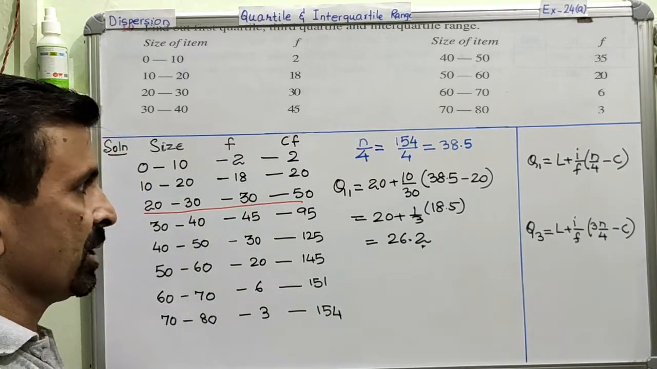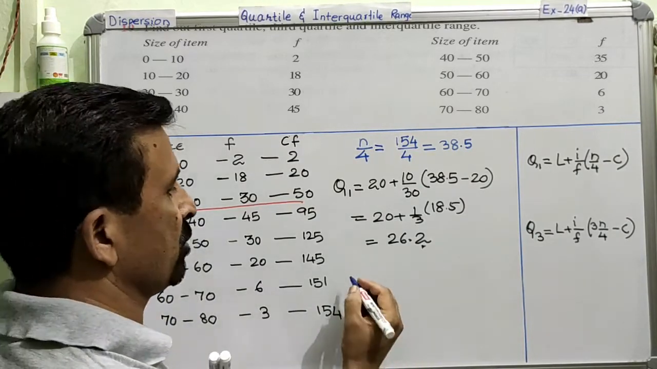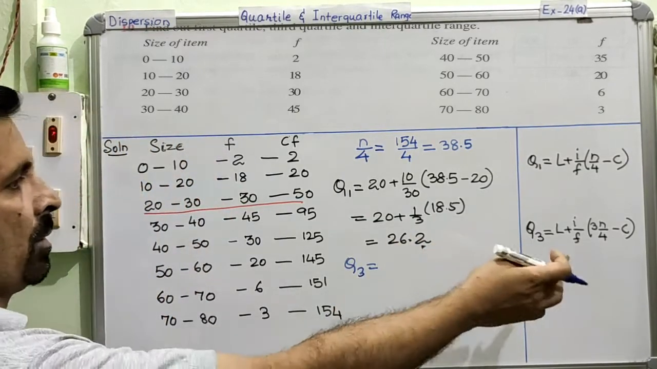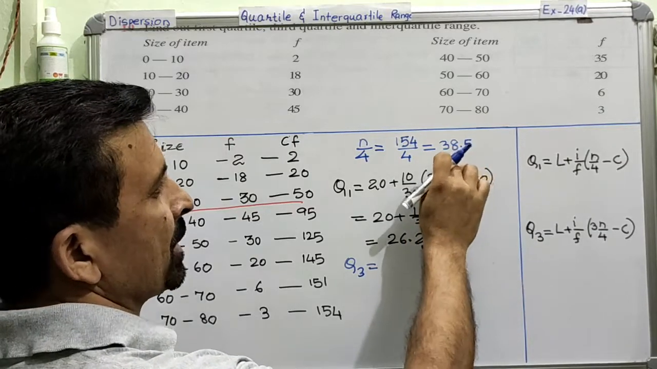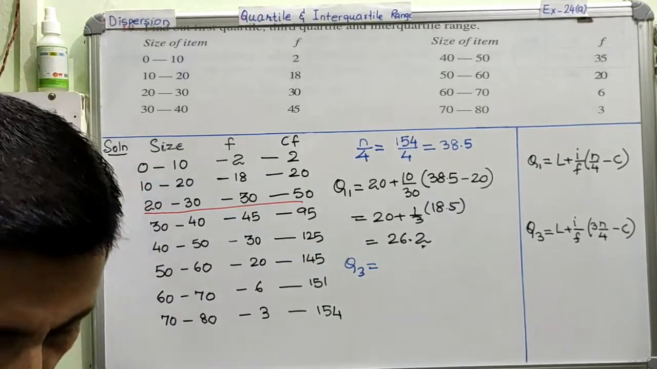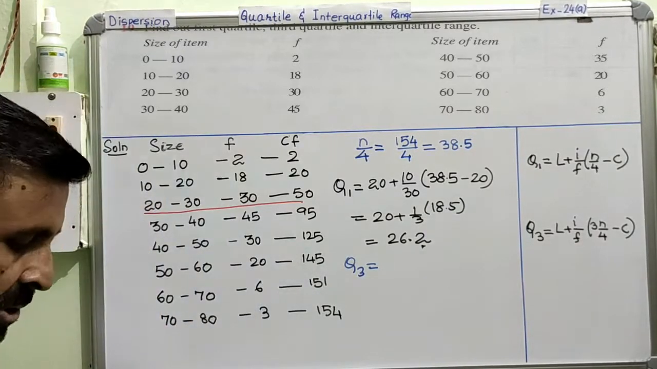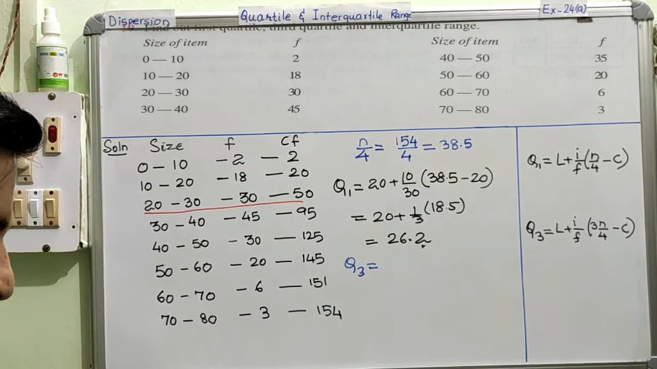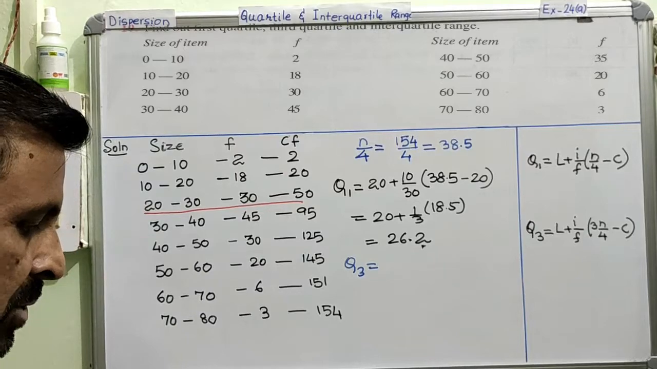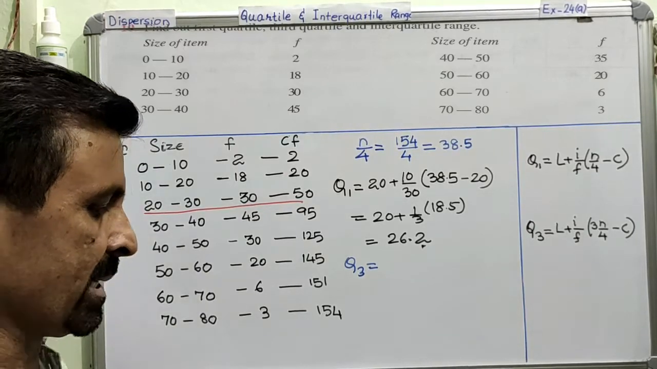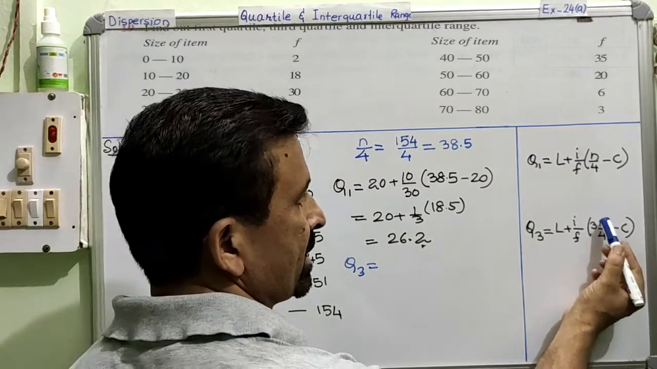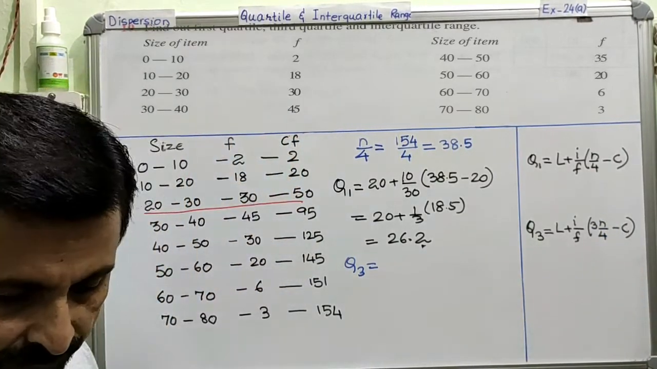Now let us calculate Q3 with a different color. For Q3, we will use the same formula. Now we will find out the value of 3 times n over 4. Right? 3 times n over 4 is how much? Let us check it. 38.5 into 3 is coming as 115.5. The value of this 3 times n over 4 is 115.5.